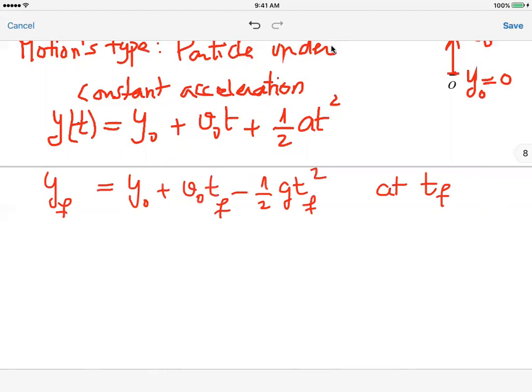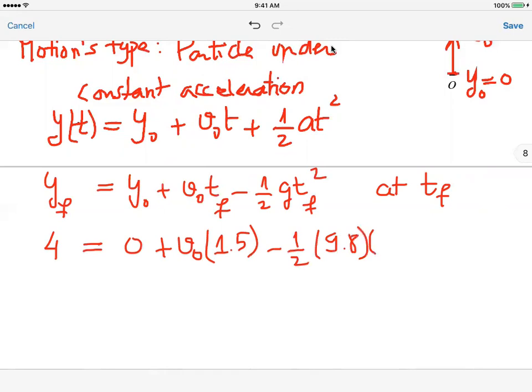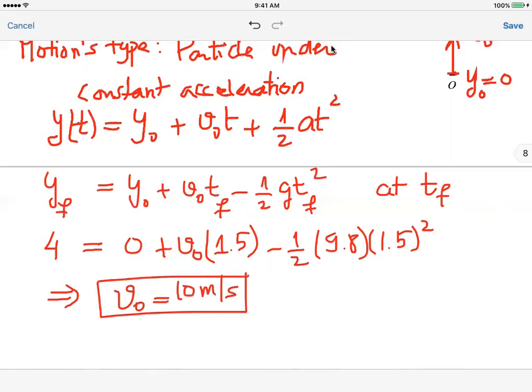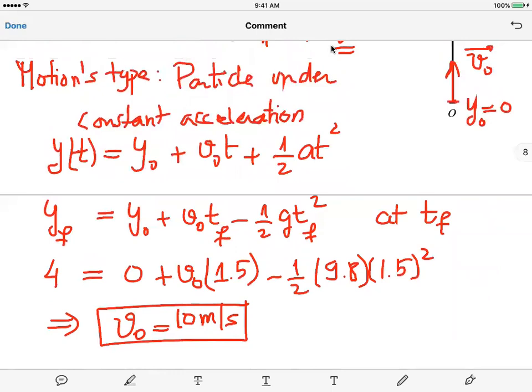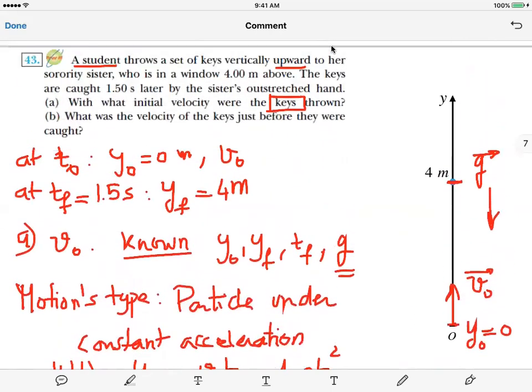Let's replace each term by its value. We end up with 4 equals 0 plus v0 multiplied by 1.5 seconds minus half multiplied by 9.8 multiplied by 1.5 squared. If we solve this equation, we end up with v0 equals 10 meters per second. This is the result that we are looking for. So that was the first part of the question. Let's now move on and check again what the second question was.